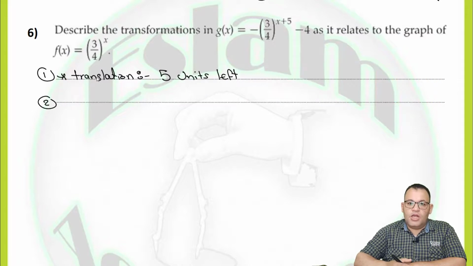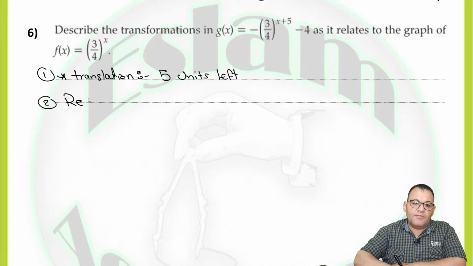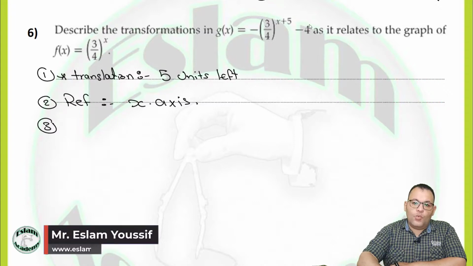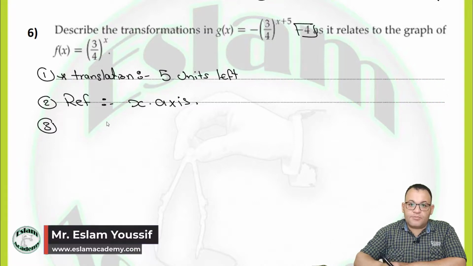Step number 2, look if you have reflection or dilation by multiplying any number by the function. You have reflection because you multiplied by negative. Because you multiply negative by y, it means the reflection will be on the x-axis. The last one, look if you have translation which affects y. If you add or subtract a number to the function, which is subtracting 4. Because you subtract 4, it means we have translation 4 units down.